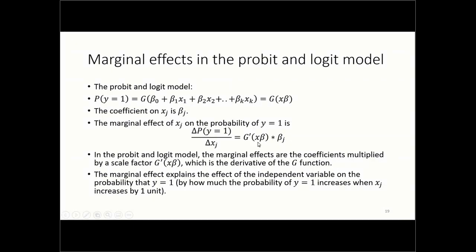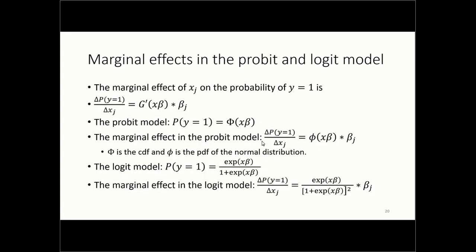But now the problem here is we don't have the coefficients. We now have a function here that depends on x. We have seen this with the marginal effects when we have squared variables or interactions of variables. So we have seen this before, but this is even more complex here because of the g function. So now let's talk about the specific marginal effects in the Probit and the Logit model.